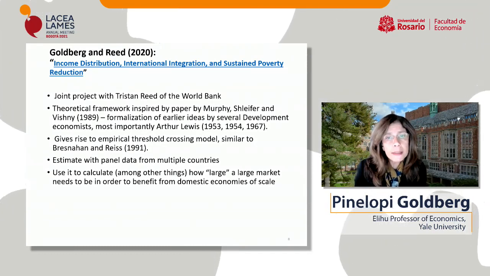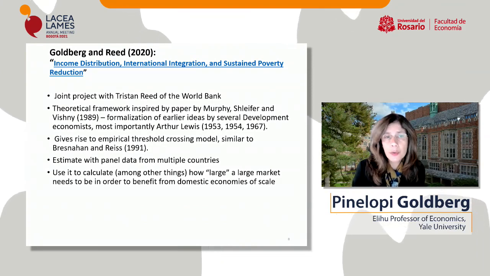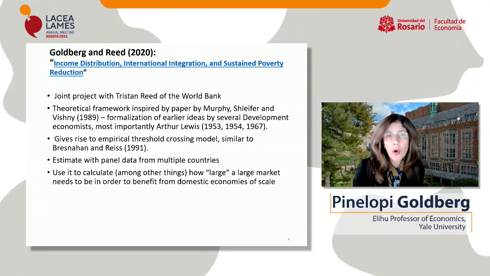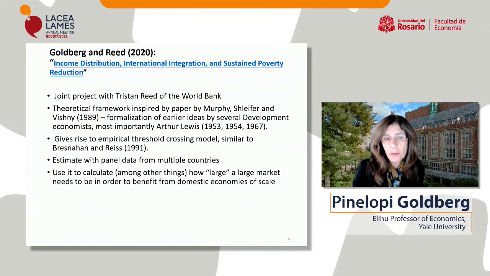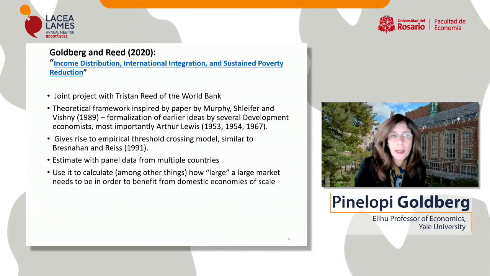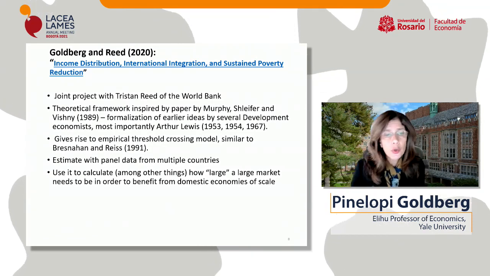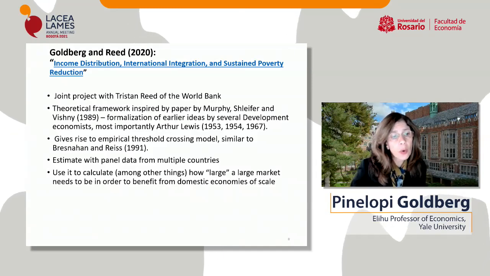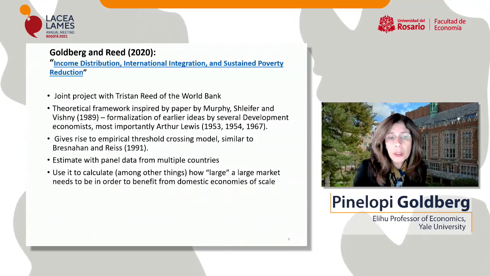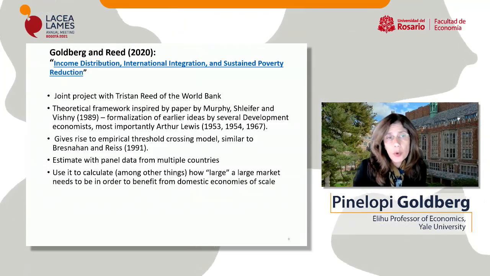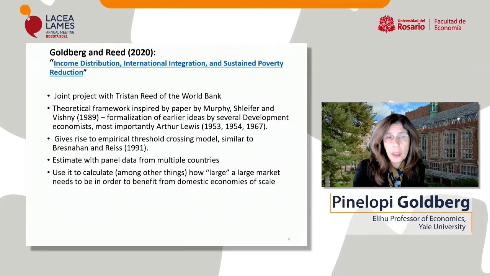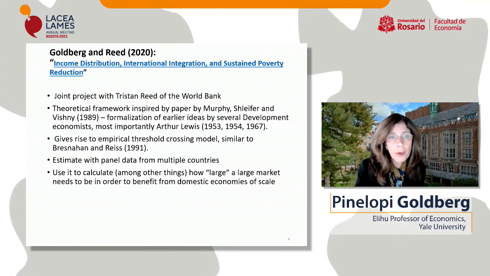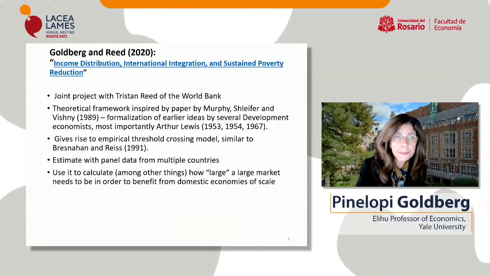For those of you who have a background in industrial organization, this model is going to be very similar to the Bresnahan and Reiss model on entry in perfectly competitive markets. I will explain shortly what I mean by that. So you can think of our framework as marrying the work of Murphy et al. with the IO literature. We estimate the model using panel data from multiple countries, and then we use it to calculate, among other things, how large a large market needs to be in order to benefit from domestic economies of scale, what is the role of trade versus domestic market size, and so on.